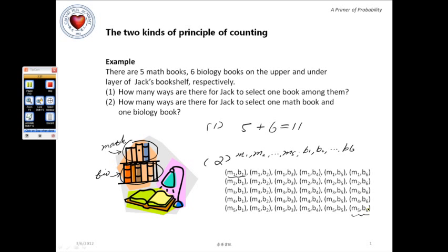Another way to calculate the total is to count the column and the row. Count the columns: 1, 2, 3, 4, 5. So 5 in column. Then 1, 2, 3, 4, 5, 6. So 6 in row. Totally 5 times 6 equals 30 methods, the same as before.